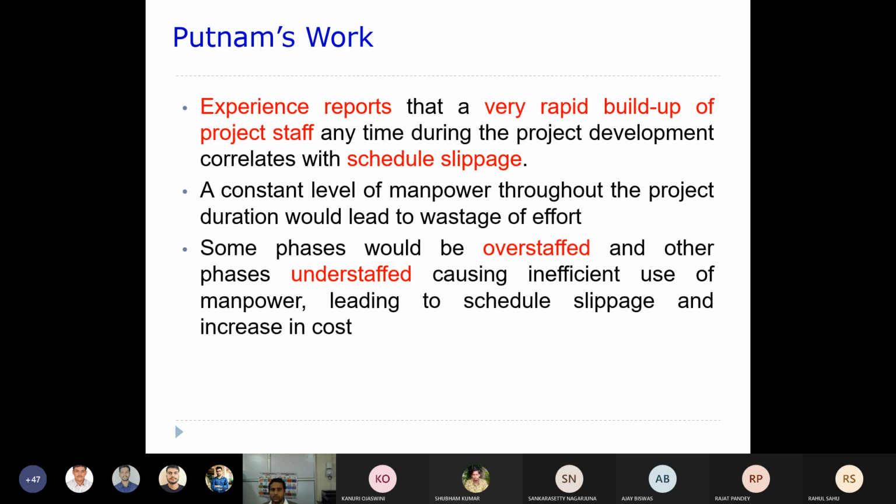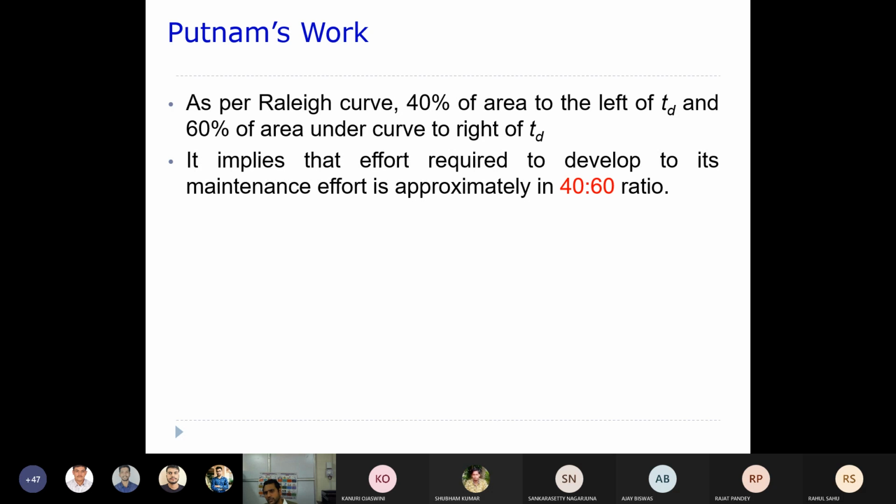As per the Rayleigh curve, if you see that particular curve, to the left of TD, that covers 40% of the area, and to the right of TD, that covers 60% of the area. So from these things you can easily understand.